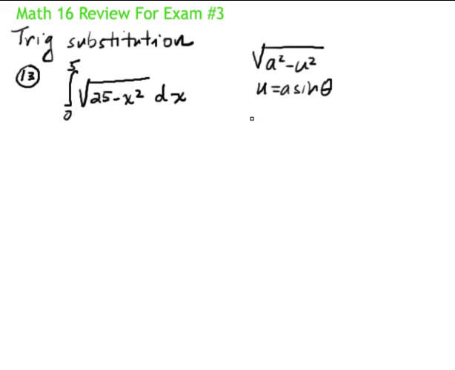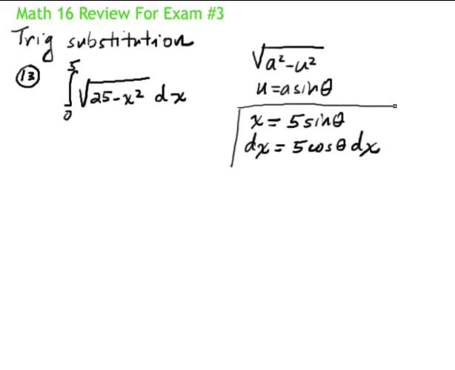So in this case, a squared is equal to 25, so a is equal to 5. So x is equal to 5 sine theta. And the derivative: dx is equal to 5 cosine theta d theta. So this is our substitution. Okay, so let's start substituting.